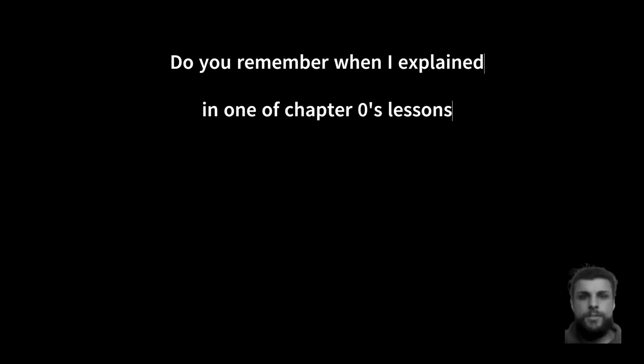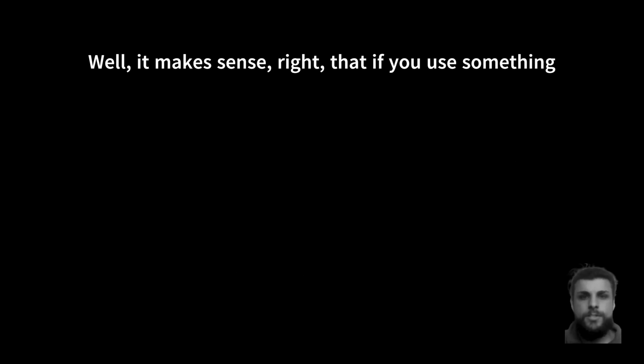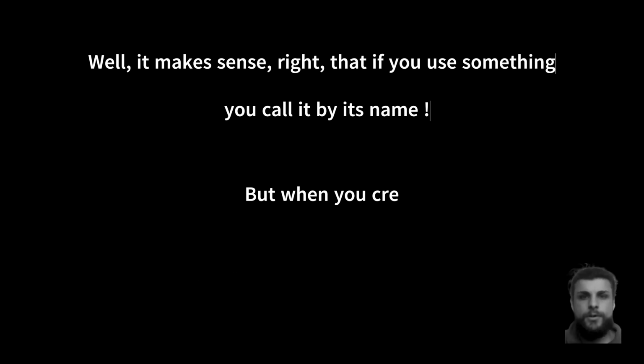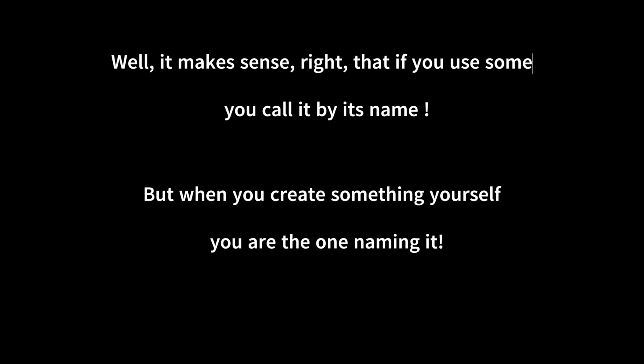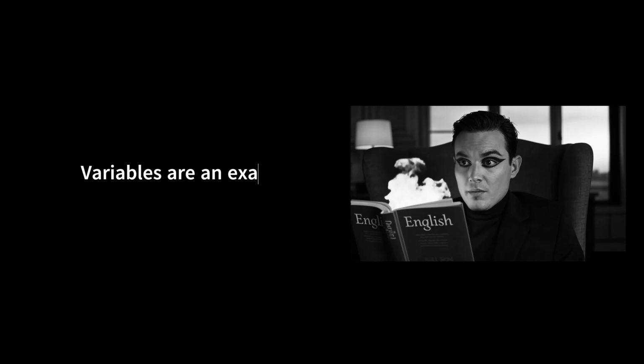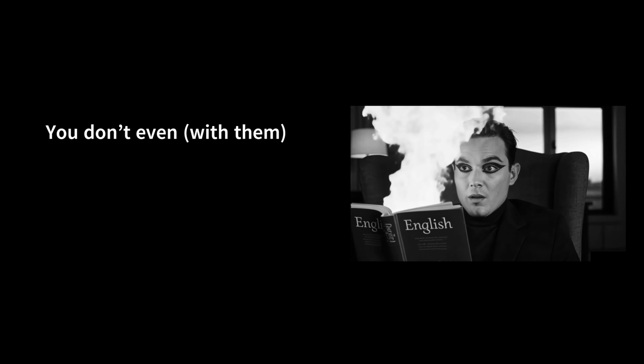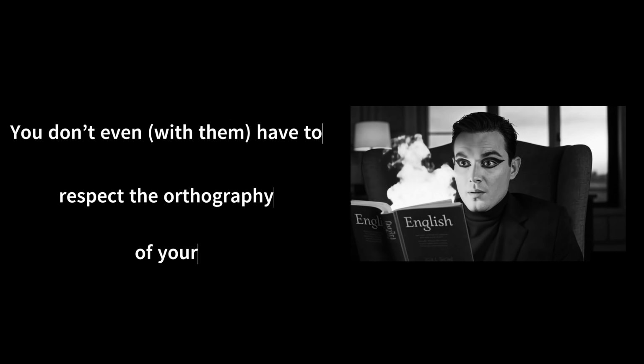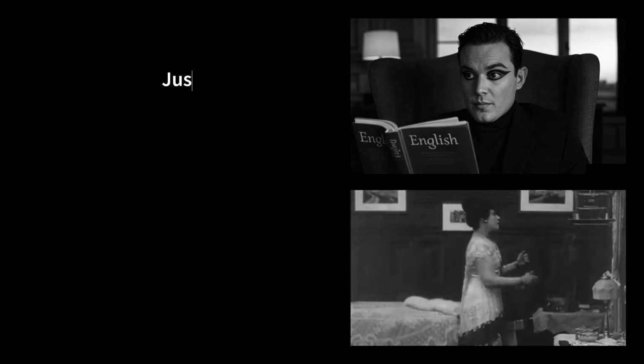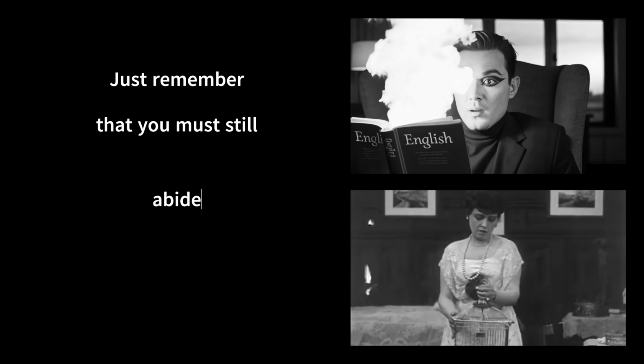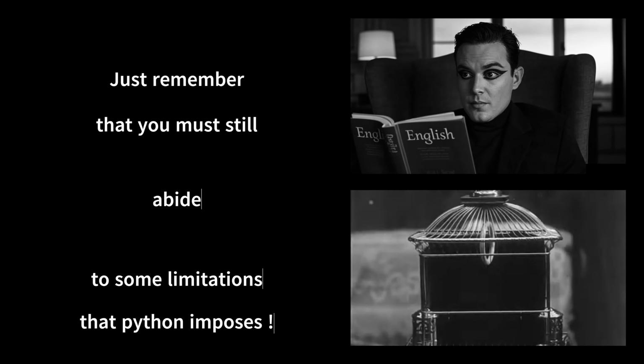Do you remember when I explained in one of the chapter 0 lessons that when using Python's built-in components like the print function, you must respect their orthography? Well, it makes sense, right? That if you use something that already exists, you call it by its name. But when you create something yourself, you are the one naming it. And variables are an example of this. You don't even have to respect the orthography of your natural language. Just remember that you must still abide by some limitations that Python imposes.